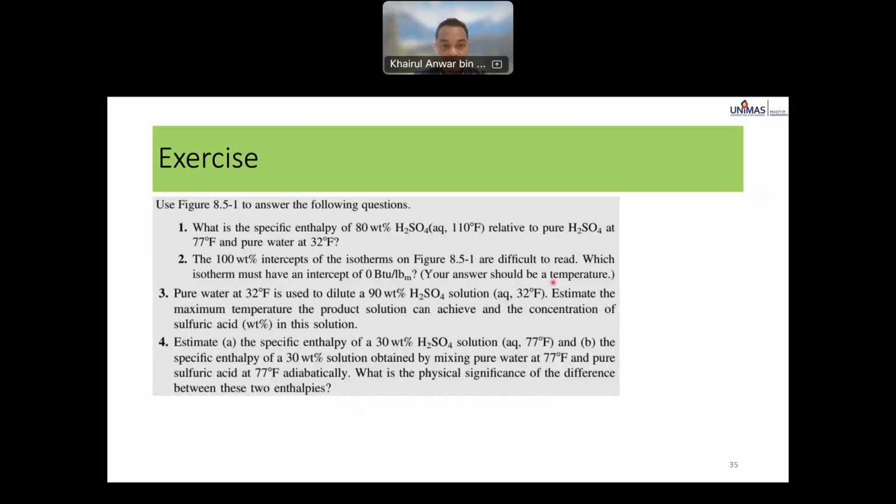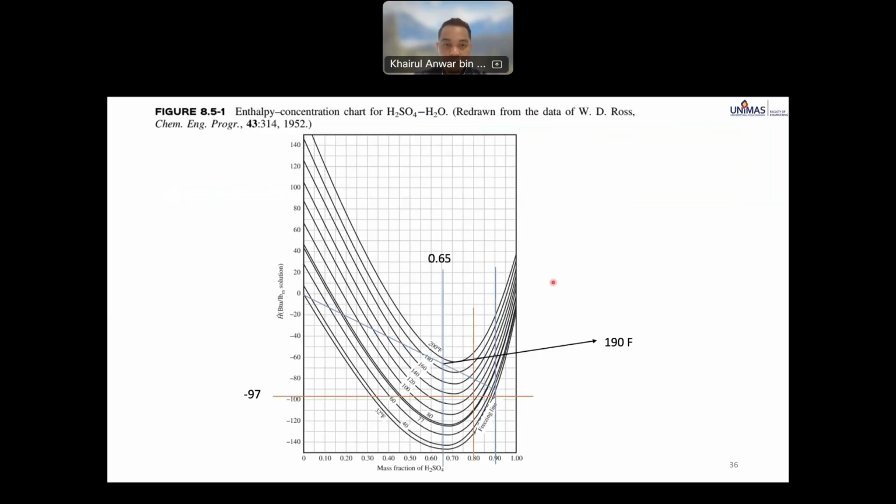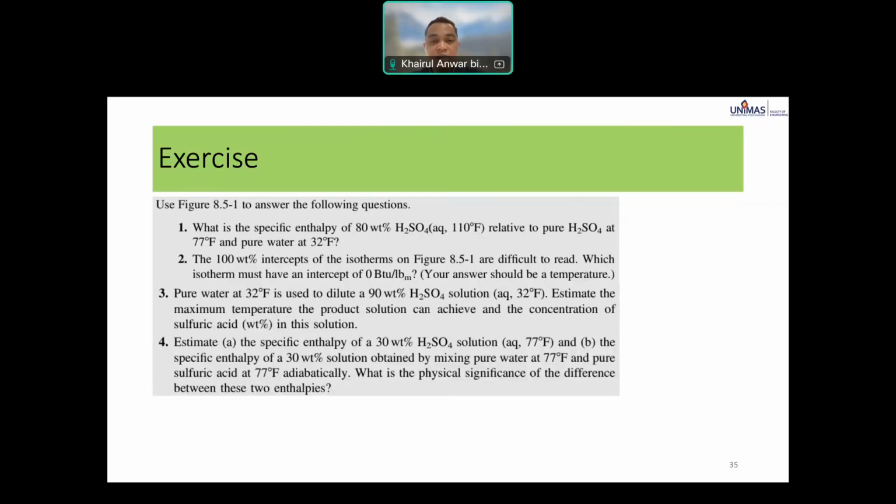Exercise. Use figure 8.5-1 to answer the following questions. What is the specific enthalpy of 80 weight percent H2SO4 at 110 degrees Fahrenheit, relative to pure H2SO4 at 77 degrees Fahrenheit and pure water at 32 degrees Fahrenheit?